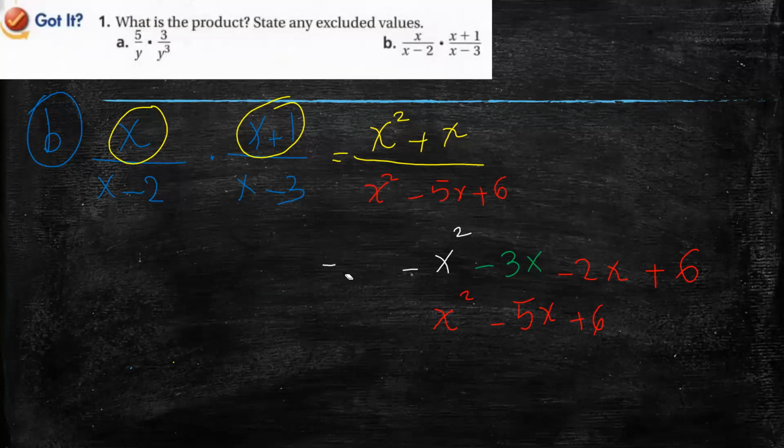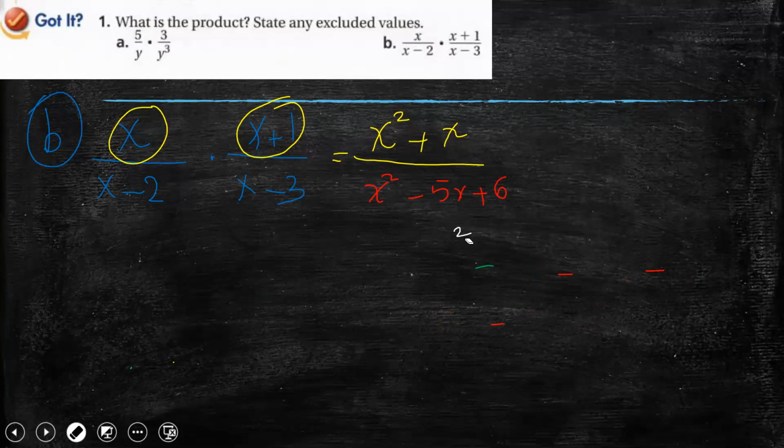Teacher, I will not cancel x squared and x squared because they are added. Exactly. Since they are added, you cannot cancel them. If they are multiplied, you can.